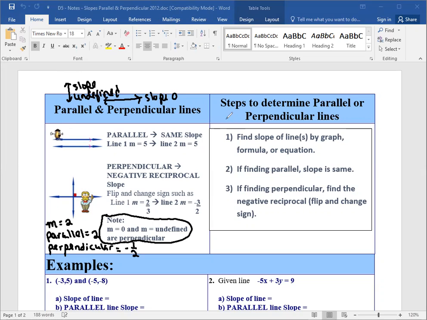So, steps to determine parallel and perpendicular lines. First, we have to find the slope of the lines that we're working with. It could be that we're using a graph, a formula, or an equation. If they're asking about parallel lines, then those lines should have the exact same slope. And if they are talking about perpendicular lines, then we have to flip the fraction and change the sign. In other words, we're finding the negative reciprocal.